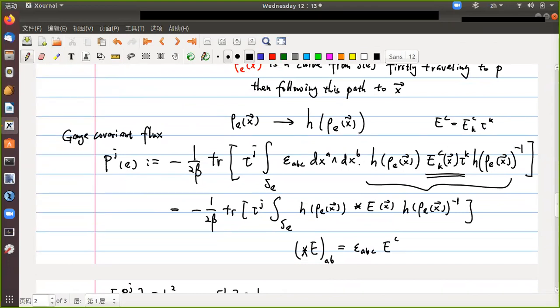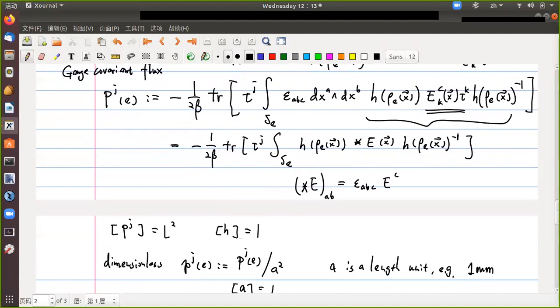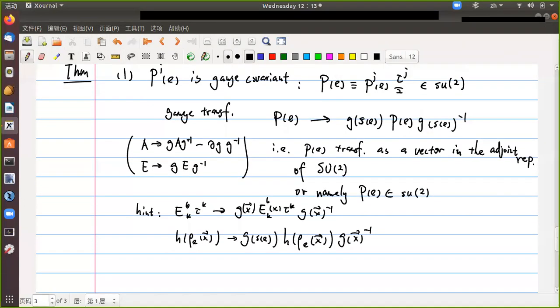Well, you have a group element here, you have a group element here, and the two group elements coming from H and coming from E will cancel. And similarly here, these will cancel, right? Then you are only left with the gauge transformation in front of H and after H inverse. And this is what you will get for the gauge transformation of the covariant flux. Okay, so you just simply plug in the formula and do a straightforward calculation. Very simple calculation.